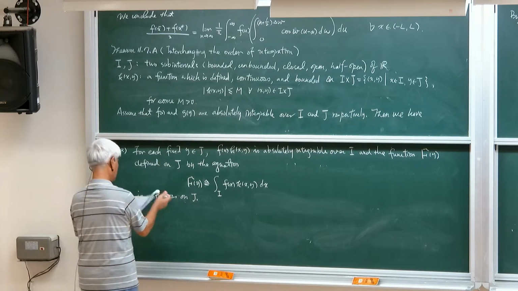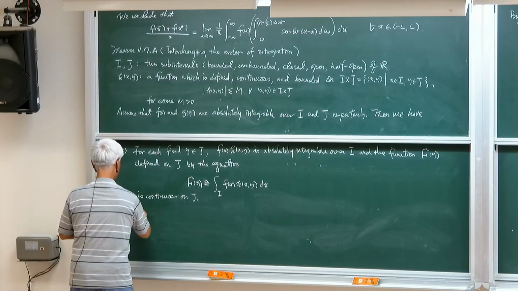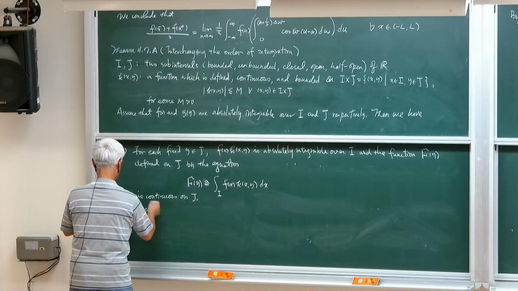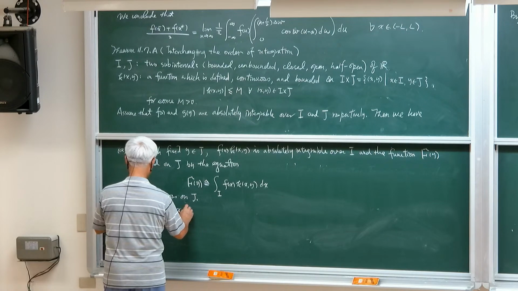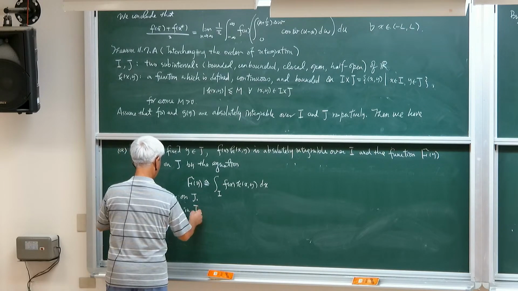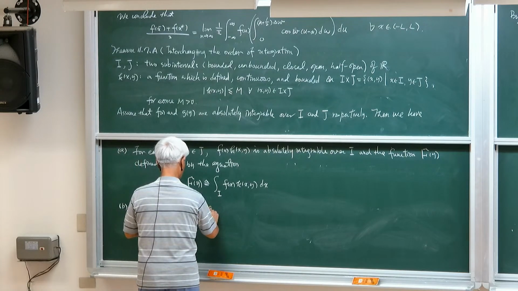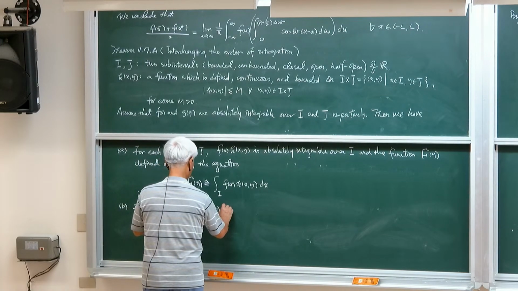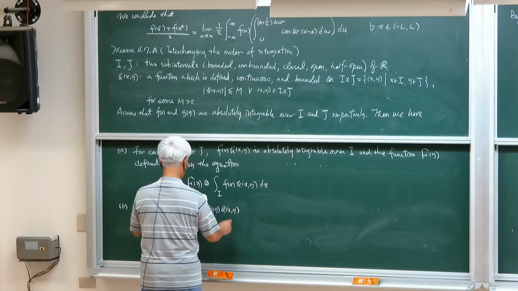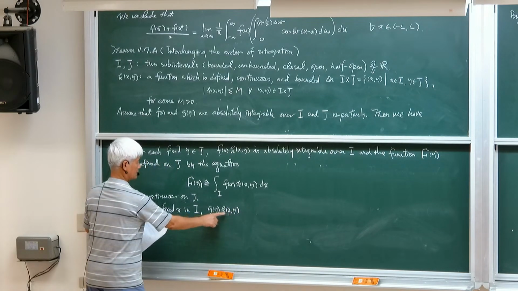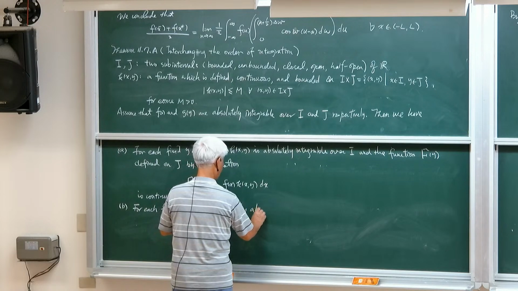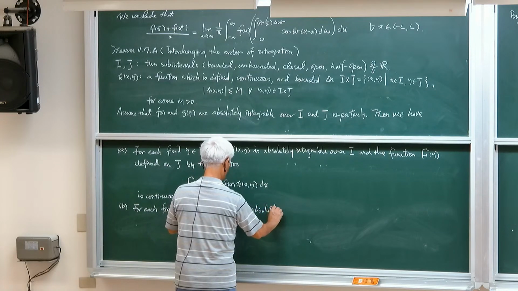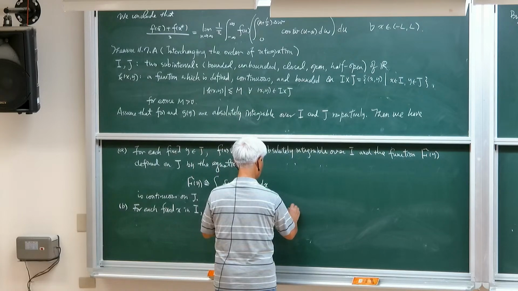Right. So this is very nice. And the second: for each fixed x in I, g of y times K of x,y. So when x is fixed, this becomes a function of y, and it is absolutely integrable.